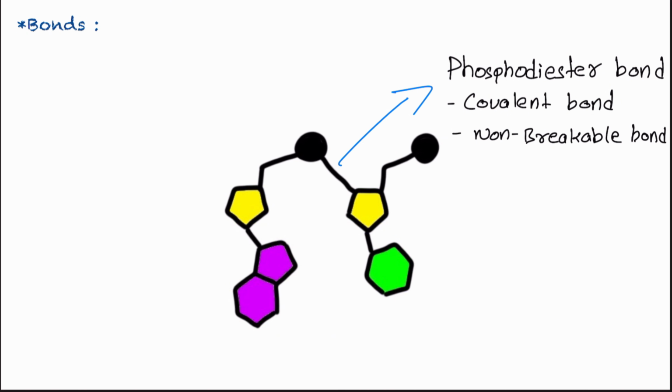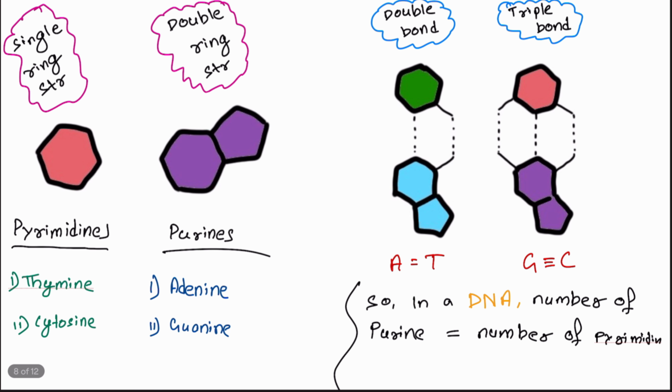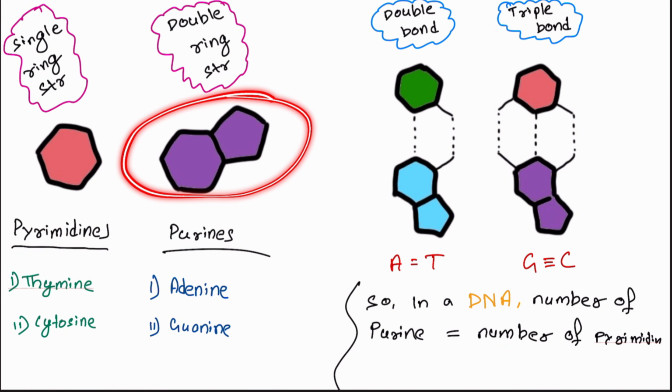Now let's come to the nitrogenous bases. So what is a single ring nitrogenous base and what is a double ring nitrogenous base? Single ring nitrogenous bases are those bases that contain one hexagonal ring, whereas double ring nitrogenous bases are those bases that contain two rings.